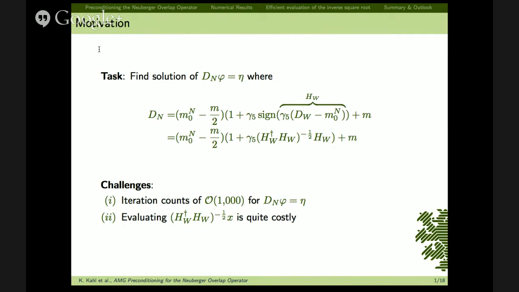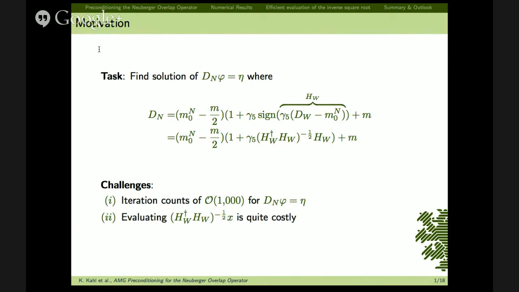And people have thought about this. What I'm going to mention in the end is one particular way to solve this problem of evaluating the sine function. This way of writing it down is nothing else than the sine function up here. You can write the sine function as the operator divided by the absolute value of the operator. So this here is nothing else than the sine function of hw, which is hw times the inverse square root. I'm going to come back to this later on, how to evaluate this function.